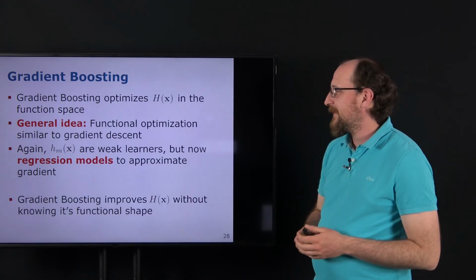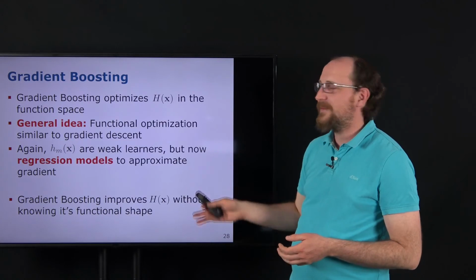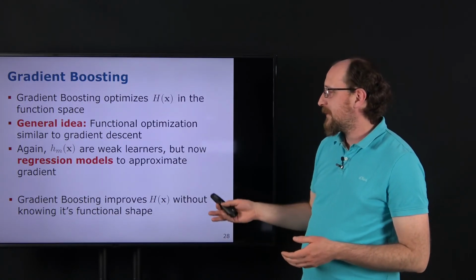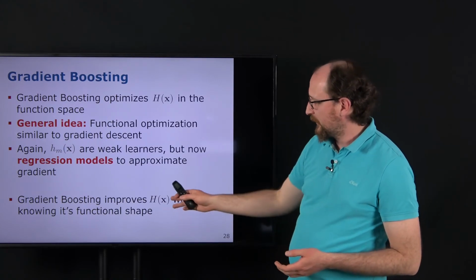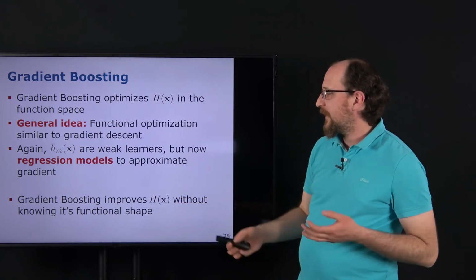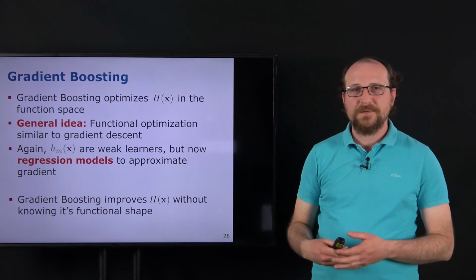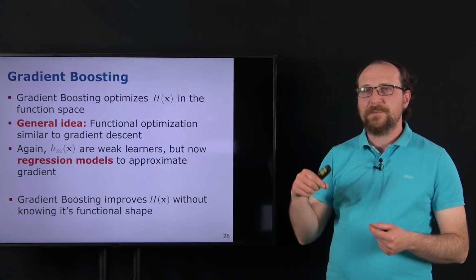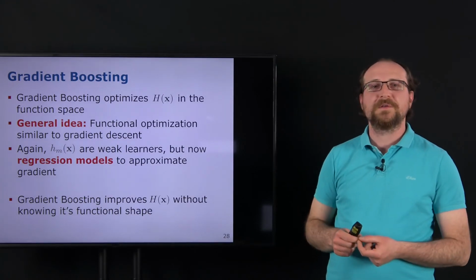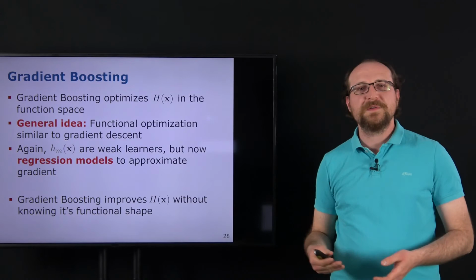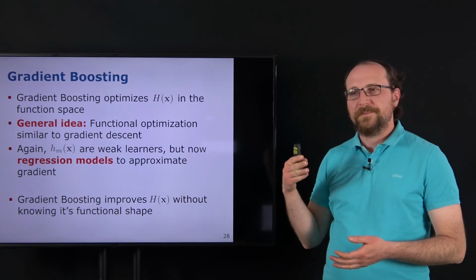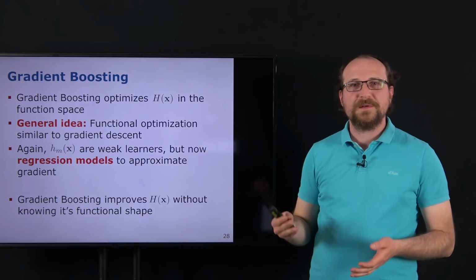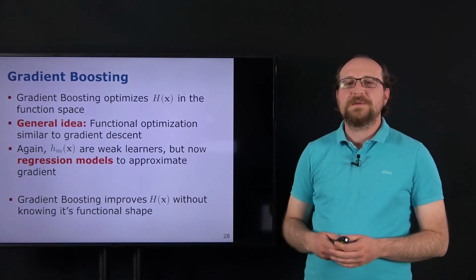The regression models will basically approximate the functional gradient in the end. And as I said, gradient boosting improves h of x, so the ensemble, without knowing its functional shape. So it doesn't assume something about the weak learner and specifically optimize the parameters for the weak learner, but uses what the weak learners give out in the end. And by using the results that it gets out, it then optimizes the function.